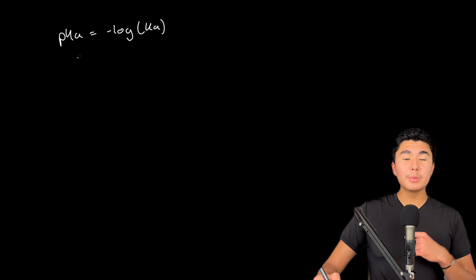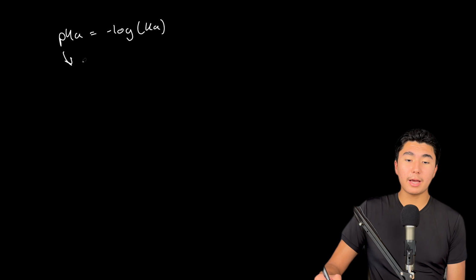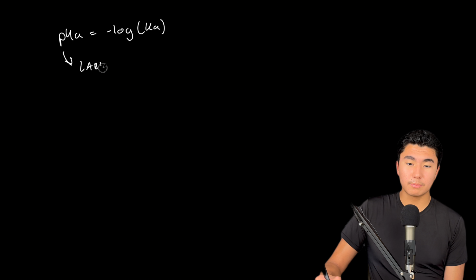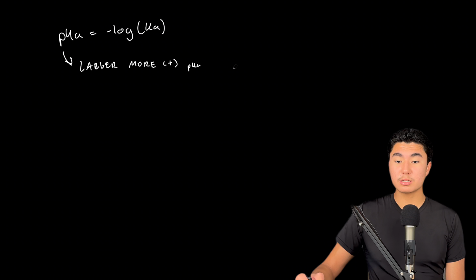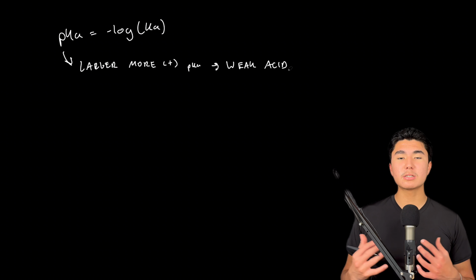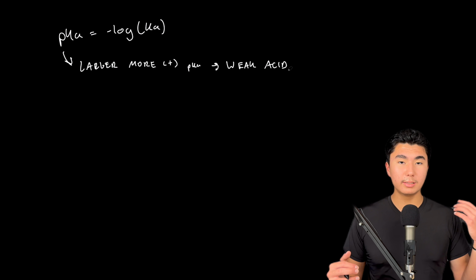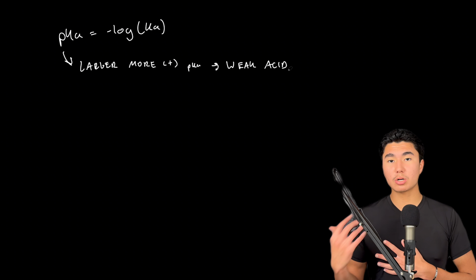Now, this is going to be an inverse relationship with our pKa, because if we have a larger, more positive pKa, then this is going to indicate a weak acid. So this is basically saying if you have a more negative and smaller pKa, then you're going to have a stronger acid.